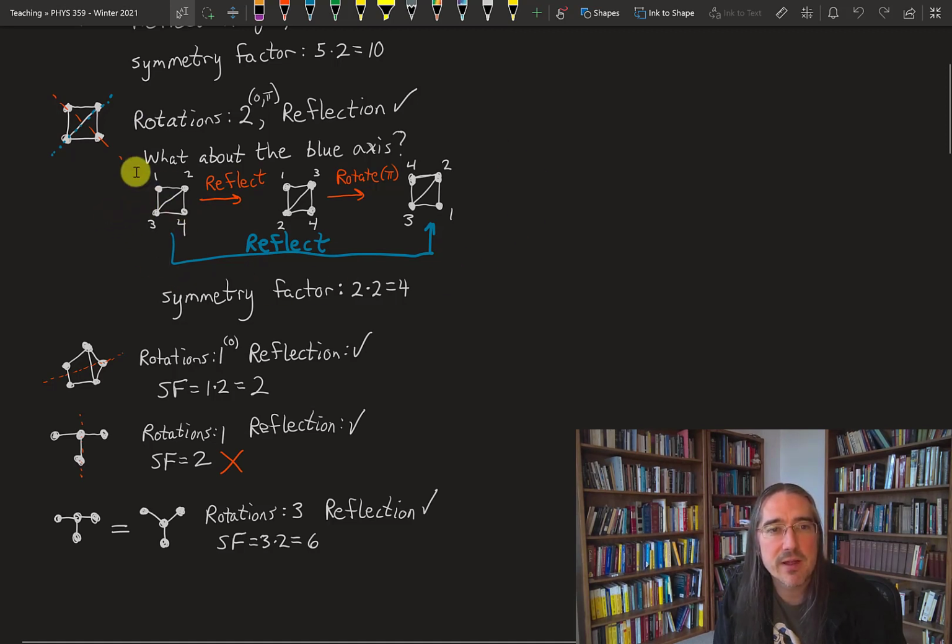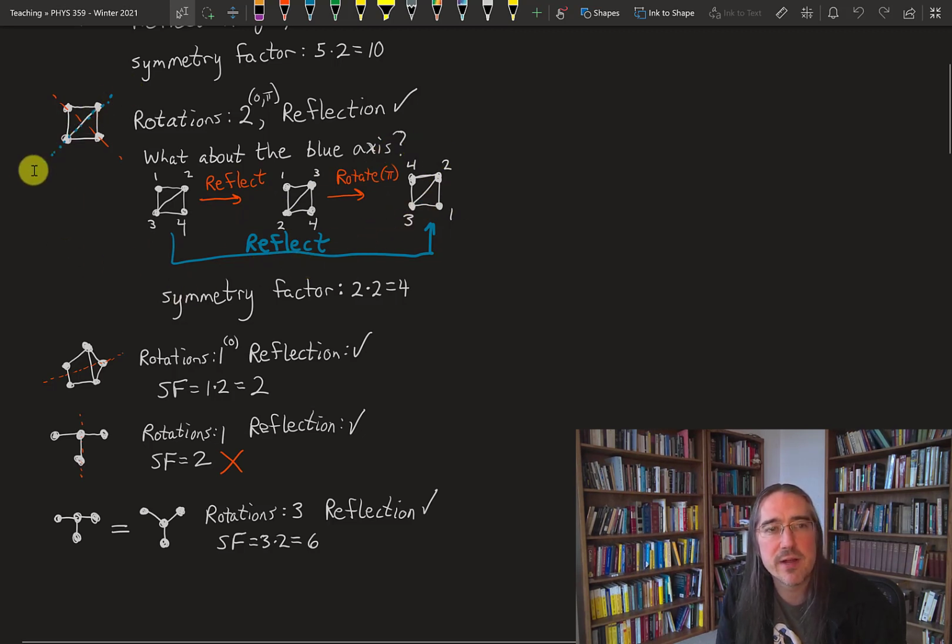So if I reflect along the red axis, what I call the reflection axis, then all I'm going to do is swap 2 and 3, right? So this becomes 1, 3, 4, 2 instead of 1, 2, 3, 4. Okay. Now I'm going to rotate by pi. So 4 comes around to where the 1 was, 2 comes around to where the 3 was, right? 1 to 4, and 2 up to where the 3 was. So now we've got our figure.